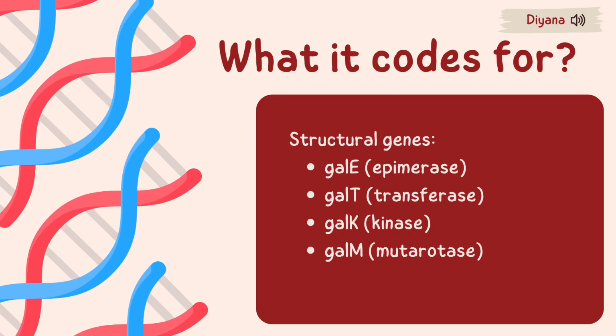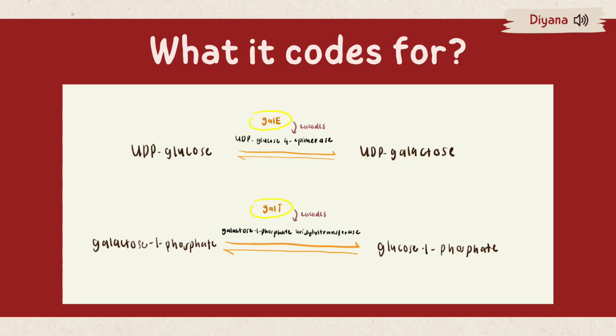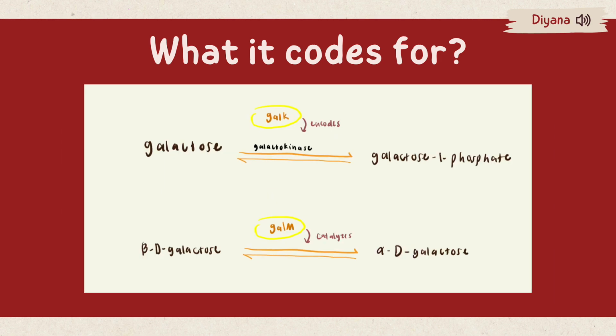Next, what it codes for. The structural genes of the gal operon, which are GAL-E, GAL-T, GAL-K, and GAL-M, encode enzymes necessary for the conversion of galactose. GAL-E encodes UDP-glucose 4-epimerase, an enzyme that interconverts UDP-glucose and UDP-galactose. GAL-T encodes galactose-1-phosphate uridyltransferase, an enzyme that converts galactose 1-phosphate into glucose 1-phosphate. Then, GAL-K encodes galactokinase, an enzyme that phosphorylates galactose to galactose 1-phosphate. Lastly, GAL-M, which is galactose mutarotase, will catalyze the conversion of beta-D-galactose into alpha-D-galactose.